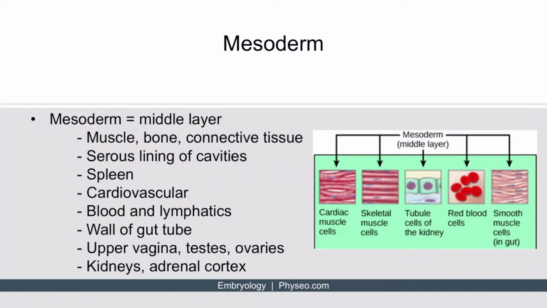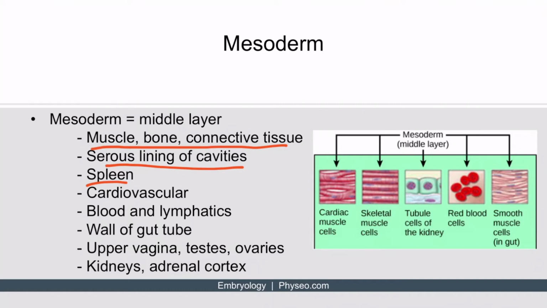Think of the mesoderm as the middle layer of the body. This includes muscle, bone, and connective tissue, including the dermal layer of the skin, the serous lining of cavities, including the peritoneum, pericardium, and pleura, the spleen, and this is an important structure to differentiate as mesoderm rather than endoderm because many of the other GI structures are derived from endoderm.